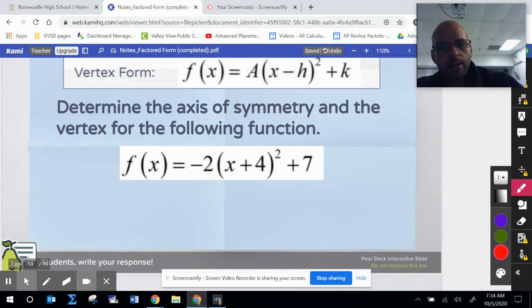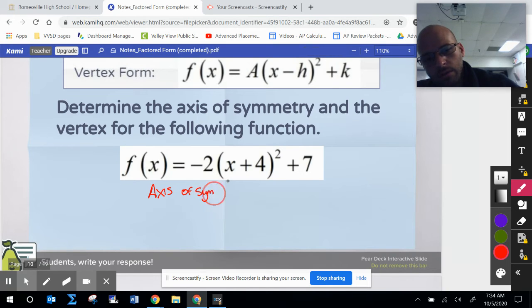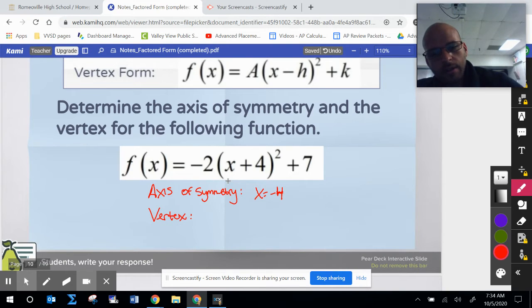All right. And my axis of symmetry is going to be x equals negative 4. And my vertex is going to be that same negative 4, comma, the k value, which is 7. Okay? So we can find the axis of symmetry and the vertex from vertex form very quickly. It doesn't require any calculation. The only thing that you need to remember is that you need to take the opposite of the h value. Okay?